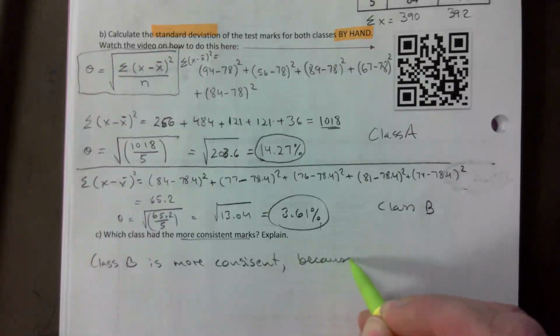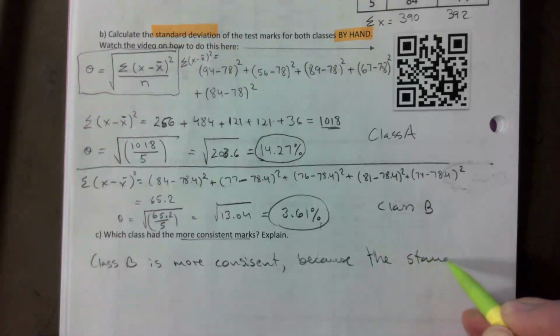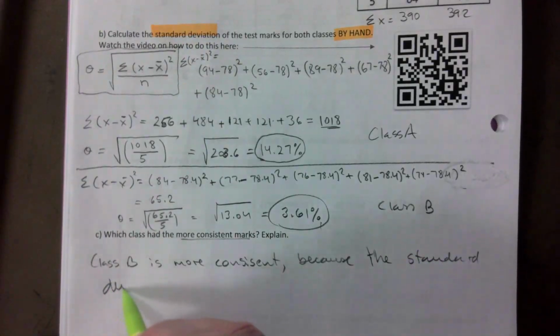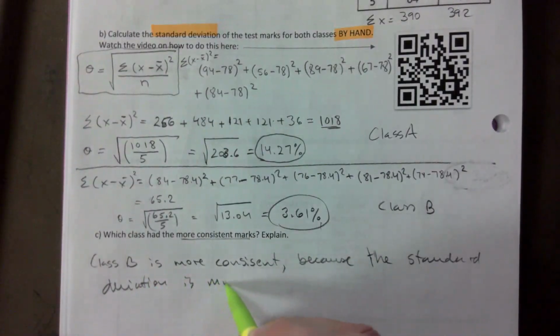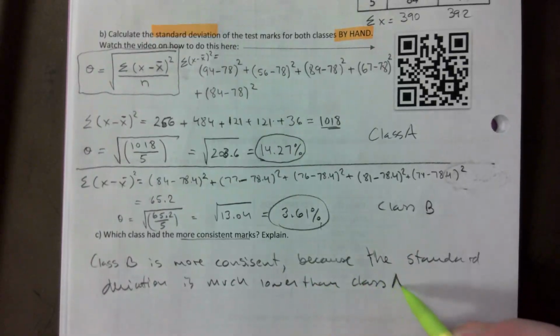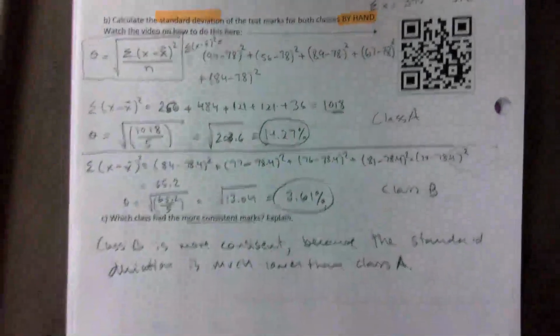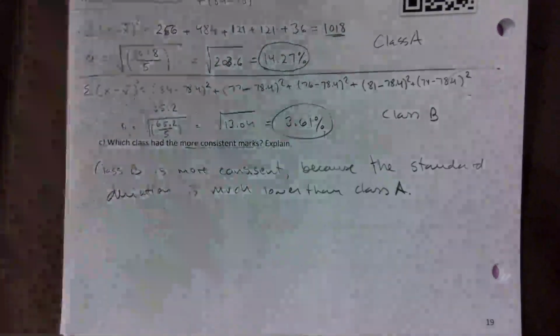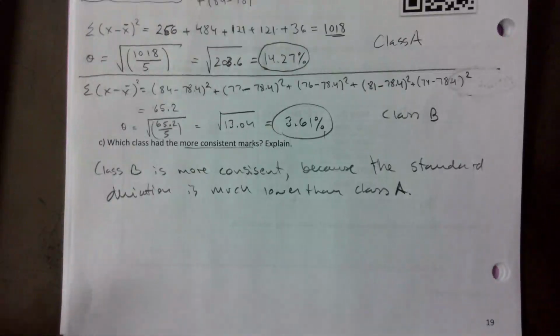because the standard deviation is much lower. Okay, much lower than class A, right? Something like that. That's basically, in this case, all you had to do. You didn't even have to talk about anything else. Okay.